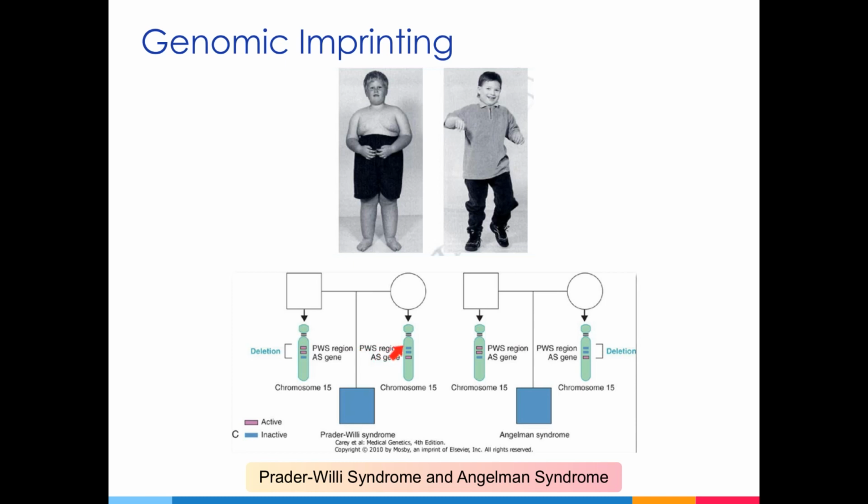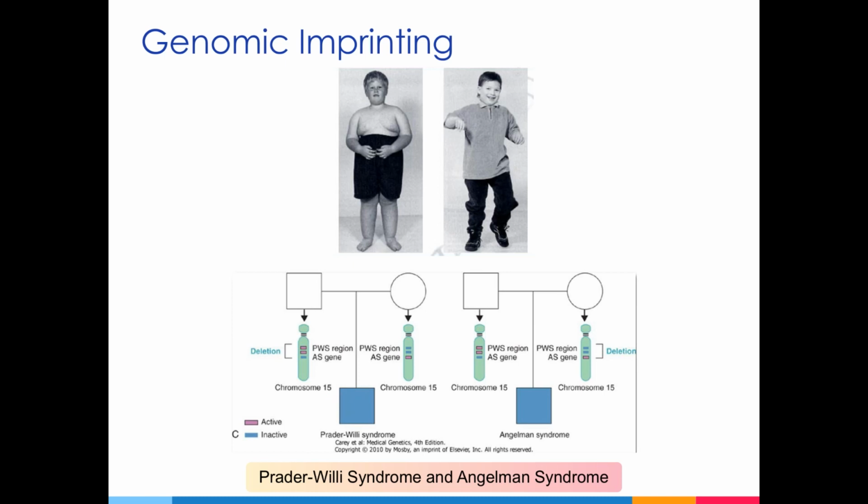So the PWS region, you can see it's inactivated on the maternal allele, whereas the AS region is active in the maternal allele, which is represented in the purple, and inactive in the paternal allele as represented here in the blue. If, for example, this region of chromosome 15 is deleted or inactivated in the paternal chromosome, neither of the chromosomes will have the PWS genes because they're inactive in the maternal copy as represented by the blue. So these genes that are in this region will not be expressed. So the child will have Prader-Willi syndrome.